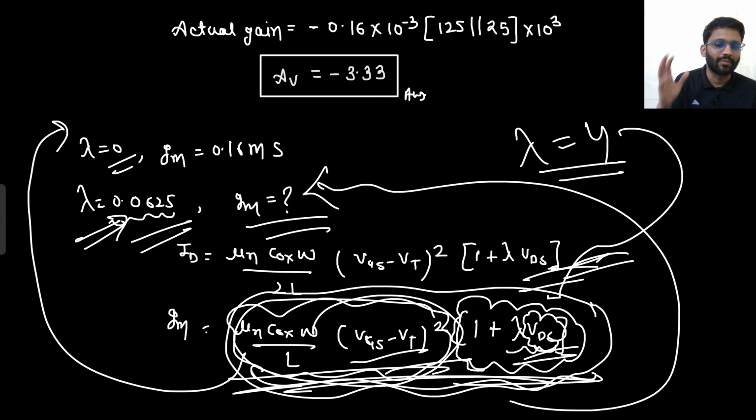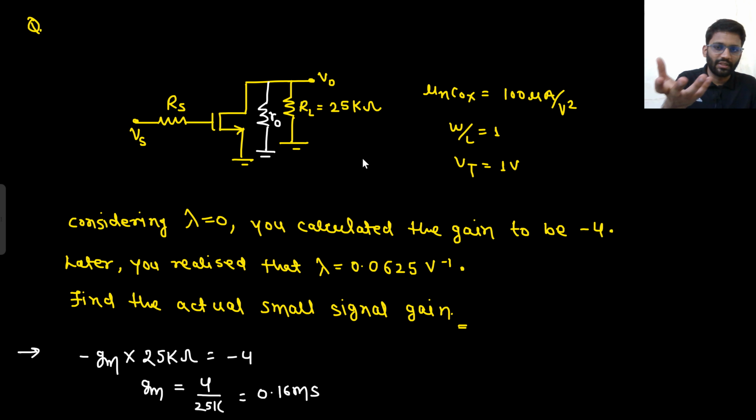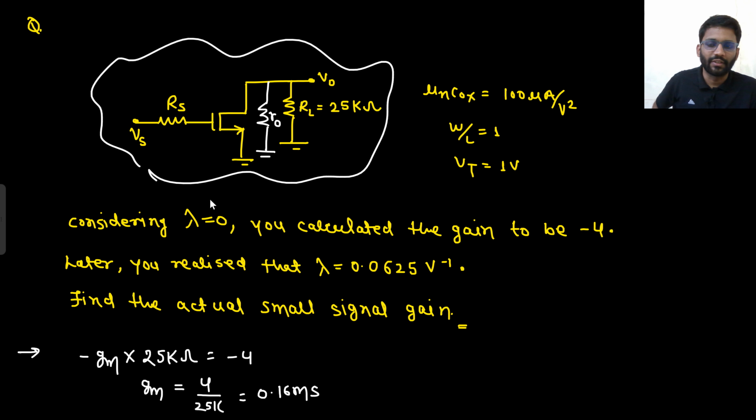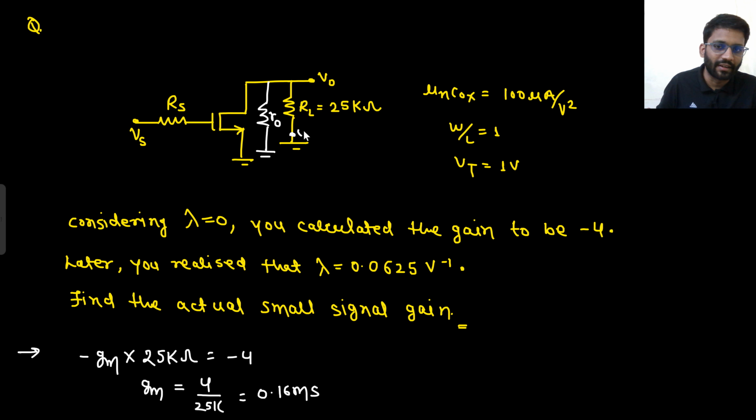Or you need to calculate it somehow. How will you calculate it? By using the circuitry. But here they have drawn the small signal model, so you can't calculate the VDS value. Can you calculate the large signal VDS value using this circuit? No, because you don't even know what the supply VDD is here, since they have drawn the AC model only.